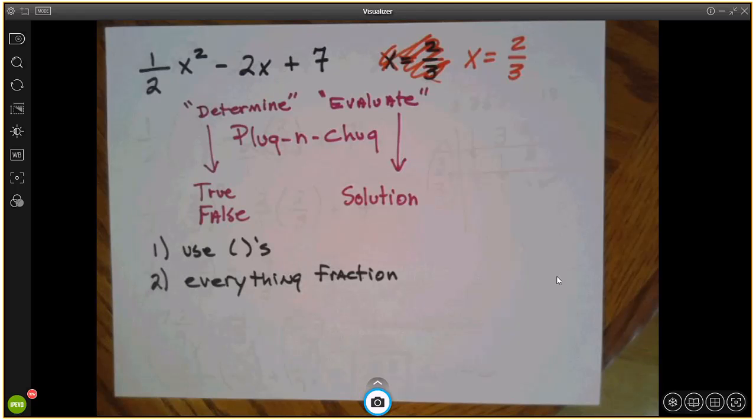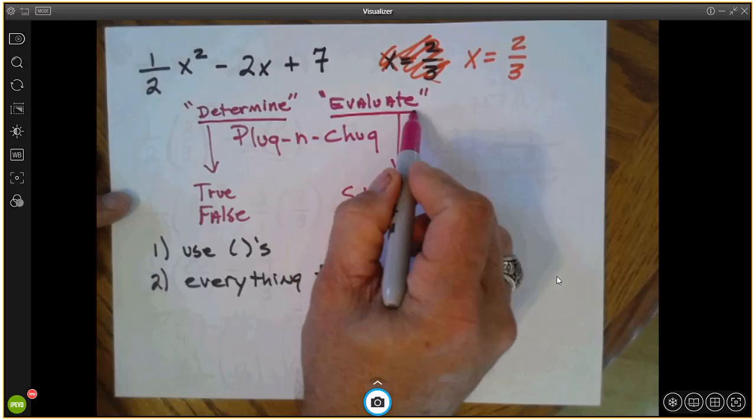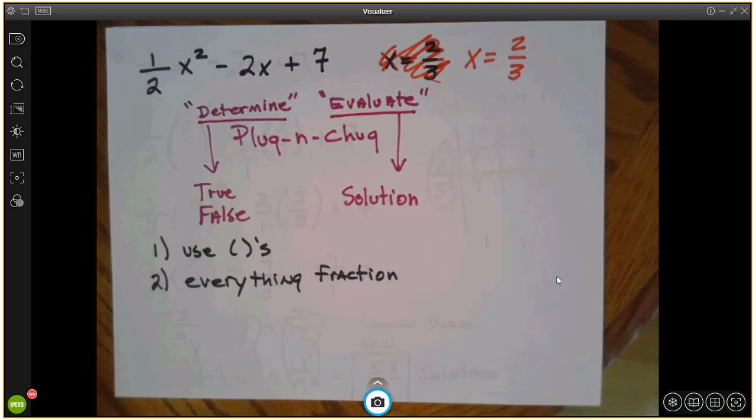Now, whenever we see the words determine and evaluate in the directions, they mean the same thing. Only one has a different outcome than the other. When you see the word determine, that means you're going to get a true or false answer, which means you're going to plug in the numbers and see if the statement is true or not. When you evaluate, you basically plug in the numbers and you get a solution.